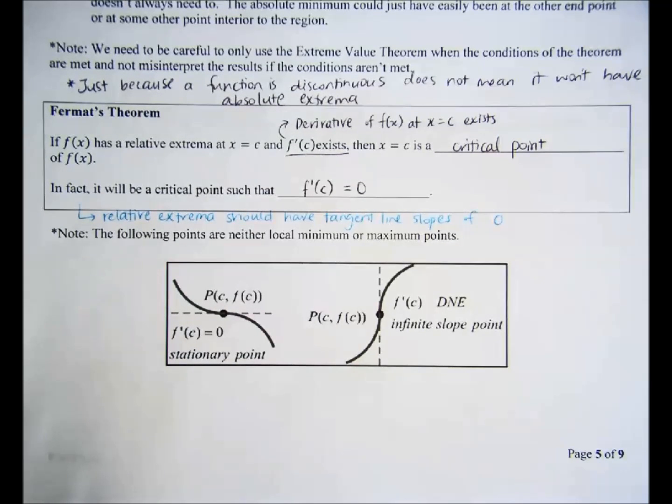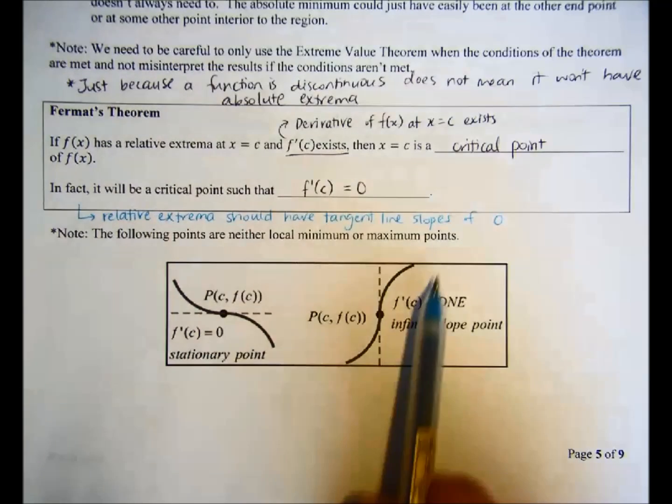And if you think about what relative minimums and maximums are, they're the points at which the function changes from an increasing to a decreasing function. So all of a sudden, the tangent slopes go from positive to negative or from negative to positive. So at those points, the slope should be 0.